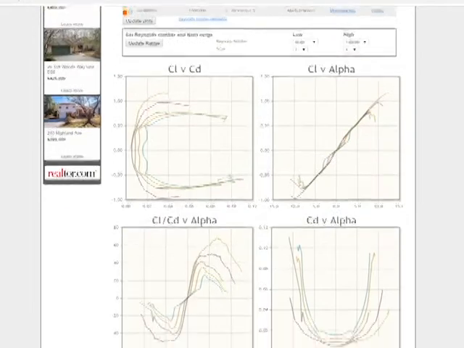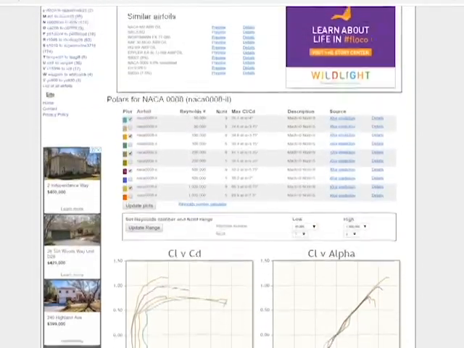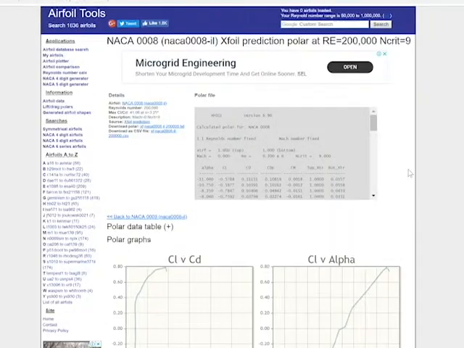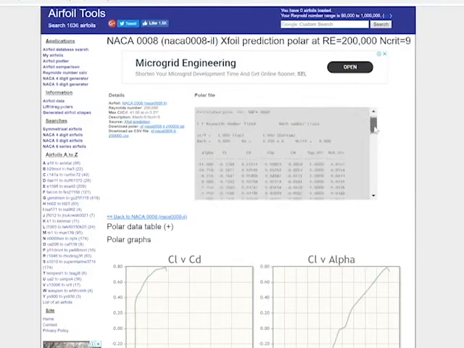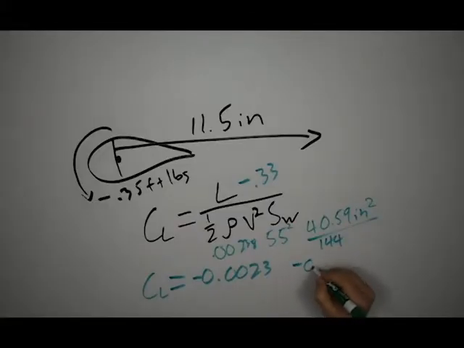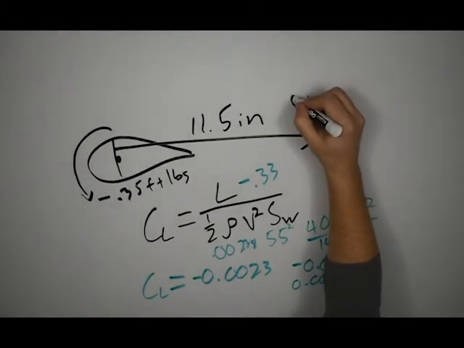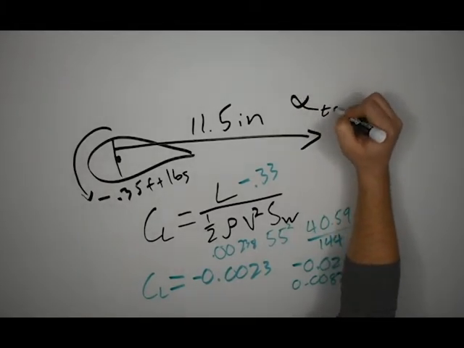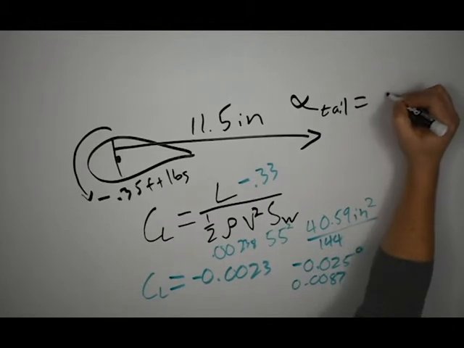So now we're back on airfoil tools, and we need to find what angle of incidence for this airfoil will give us our 0.0023 lift coefficient. So when we look at the table, we find that the first point at minus 0.25 degrees gives us a lift coefficient of 0.0087, which is about 3 times higher than we need. And not to mention, I can't build anything in balsa wood that accurately. So looking at this chart, we're going to go with 0 degrees angle of attack, and we're going to pull out our coefficient of drag.